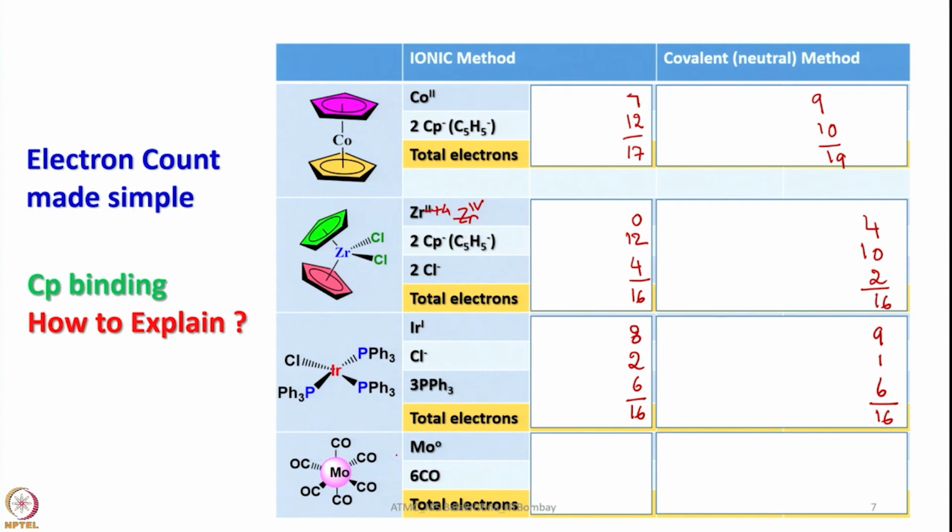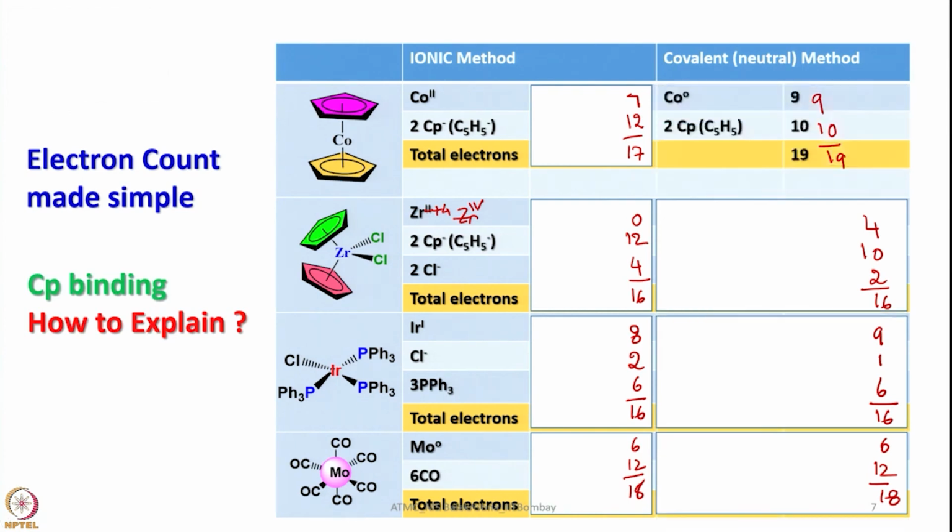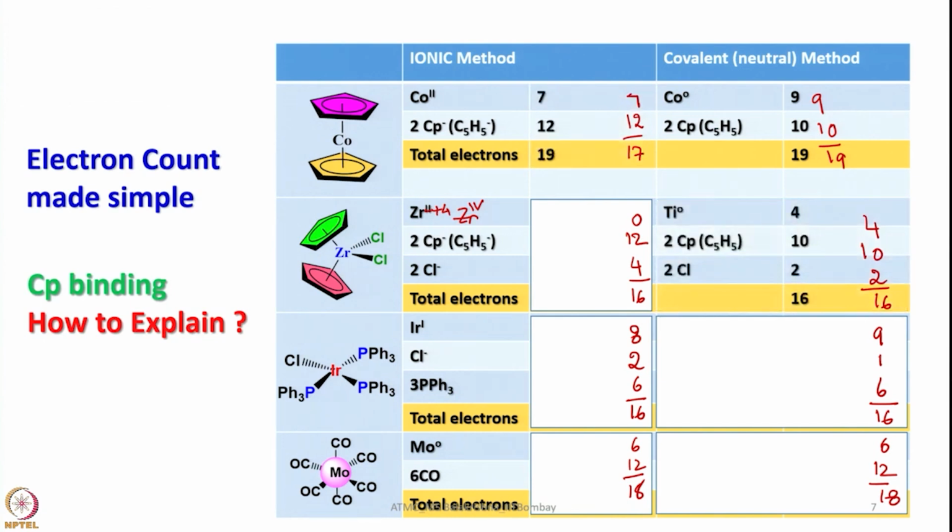So, now let us look into molybdenum hexacarbonyl, Mo 0, that means 6 electrons are there and 12 electrons are coming here, 18 electrons, and the same thing is true here, 6 plus 12, 18 electrons. So, now I believe you are familiar with electron counting using both the ionic method as well as the neutral or covalent method. Let us look into it. So, 19, yes, prediction is correct, and this is a 16 electron species, and this is also a 16 electron species. So, correct. So, the tally works well.